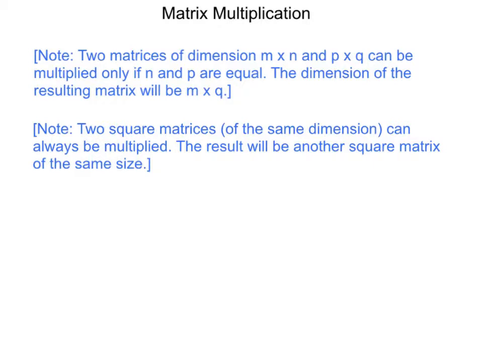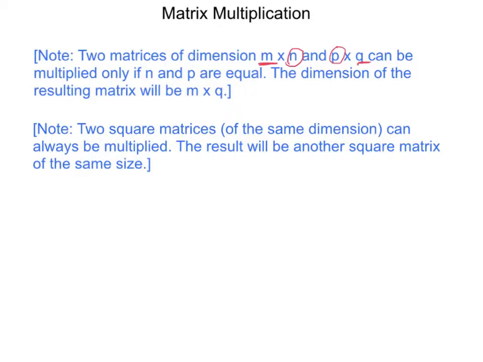So two notes for you. One, two matrices of dimension m by n and p by q can be multiplied only if n and p, these guys here, are equal. And the dimension of the resulting matrix will be m by q.